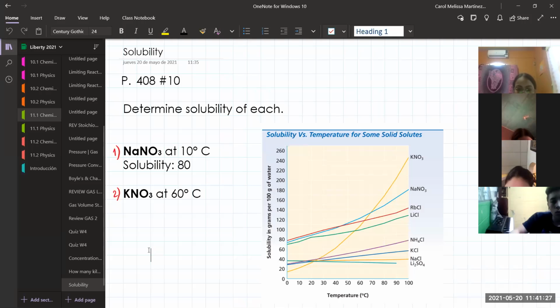So once you have located the potassium nitrate, look for the temperature. The temperature is 60 degrees Celsius. So 60 degrees Celsius is located right here. So you will follow the line until you reach the graph. And then you will do the same procedure here.